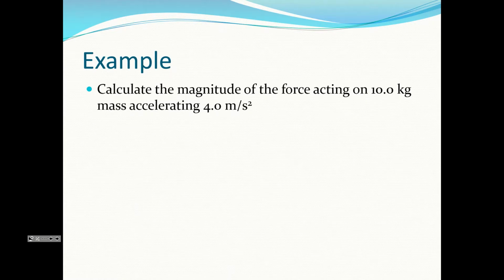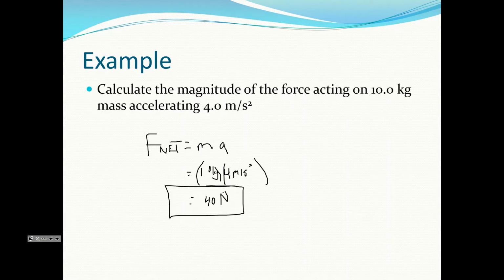Okay, so let's do an example. Calculate the magnitude of the force acting on a 10 kilogram object accelerating 4 meters per second squared. So this is just Fnet equals ma. This is the easiest type of question you can get. Your mass is 10 kilograms. Your acceleration is 4 meters per second squared. So if I want to find my net force, it would be 40, and force is in newtons. Okay, super easy, but they're not all that easy. We're going to get much harder than that.